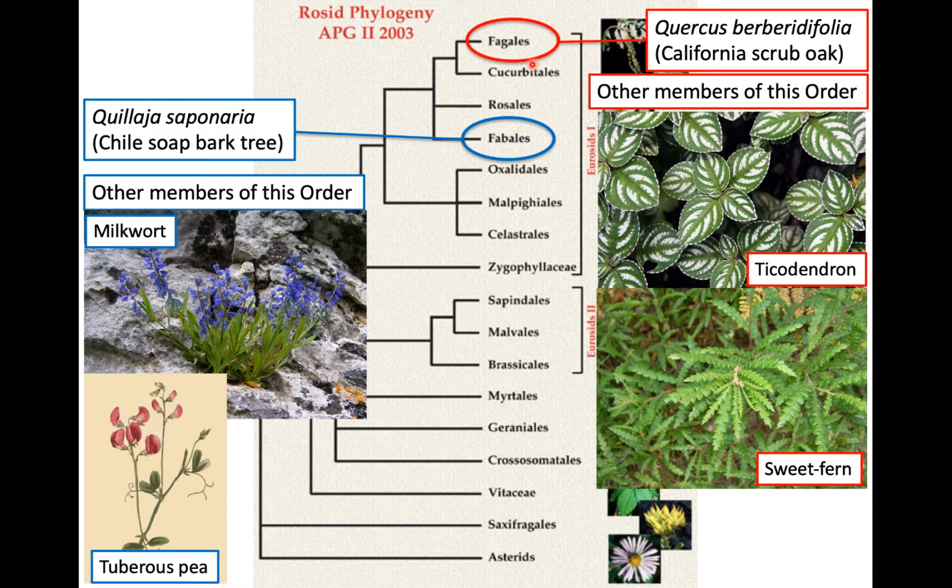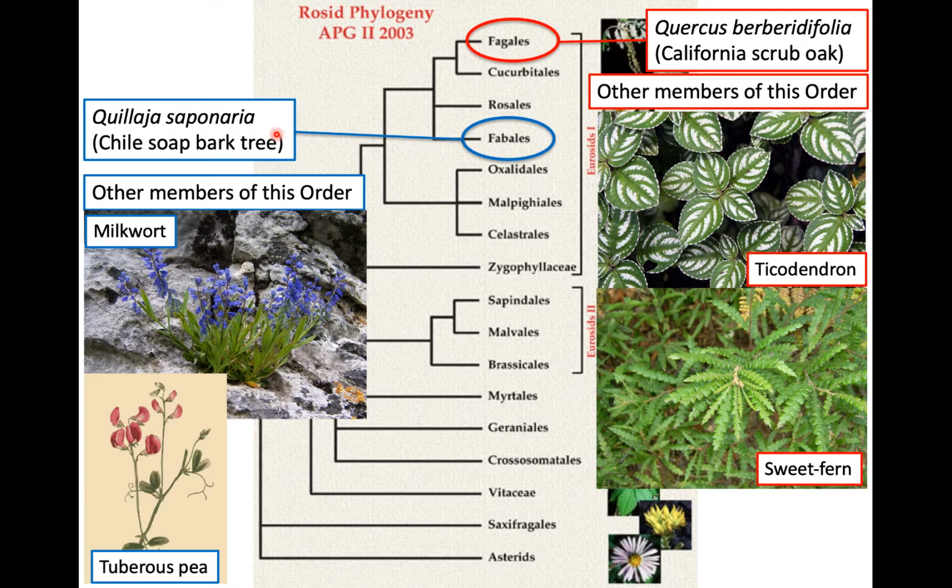This is the same tree we showed before, by the way. This is where the roses were. Scrub oak is in the Fagales. Other members of the Fagales include things like this Tychodendron and a sweet fern, which is not really a fern, but you can see how its leaves sort of look like a fern, even though it's actually a member of this angiosperm group that also includes all oaks.